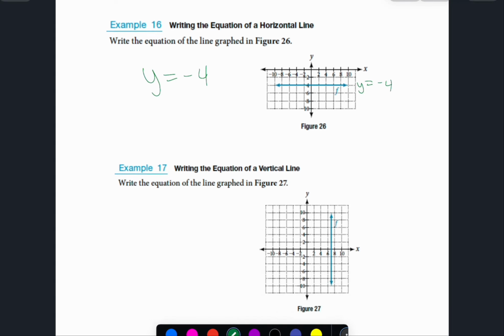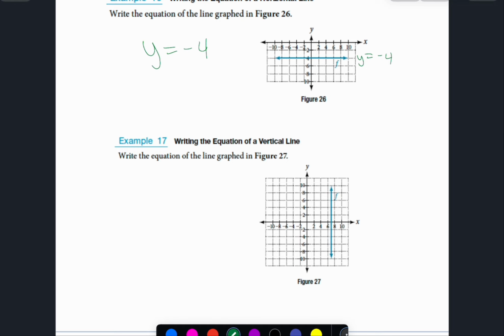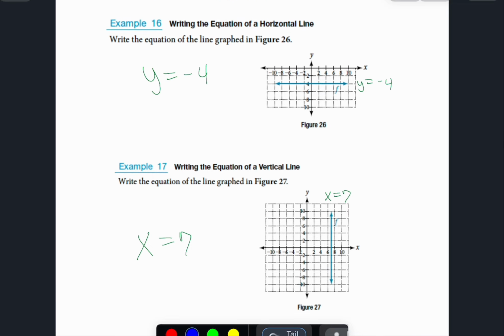Now let's take a look at the difference in 17. In 17, the x value is stuck at 7. So you can see here, I'm smack dab in the middle of 6 and 8. My x value is stuck at 7. That is the equation of the line. That's how easy vertical and horizontal equations are. So a horizontal equation is always going to be y equals a number. You could even write it as f of x equals a number. The equation of a vertical line is always going to be x equals a number.